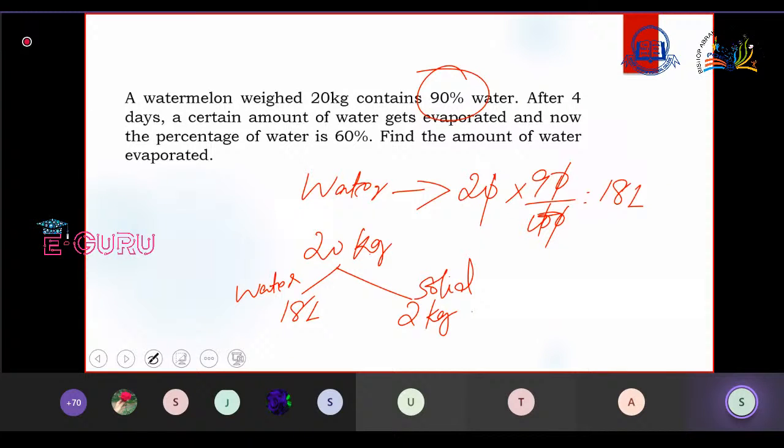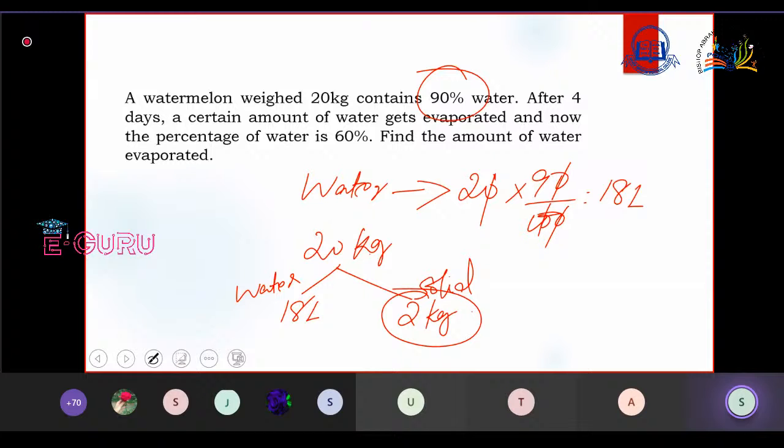Now we are sure that this 2 kg will be permanent, because solid part will never get evaporated. So after all the water gets evaporated, this 2 kg will be there, it will never get evaporated. Okay, so this 2 kg is the fixed deposit there, because this is the solid part, this will never get evaporated. From this point we will reach to the answer.